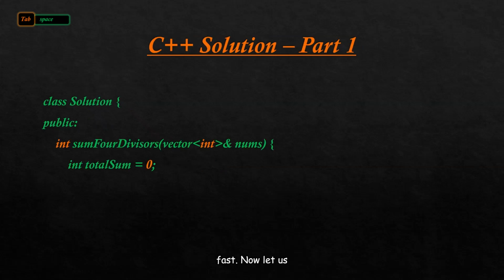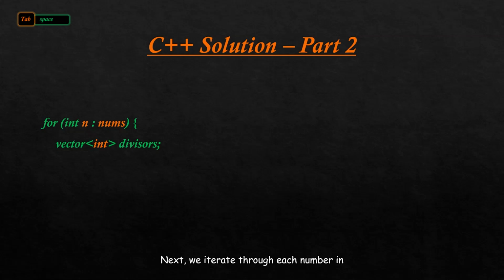Now let us start building the C++ solution. We define the solution class and a function sum4divisors. We initialize a variable called totalSum to store the final answer that we will return. Next, we iterate through each number in the input array. For every number, we create a temporary vector to store its divisors. This allows us to dynamically track how many divisors we have found so far.